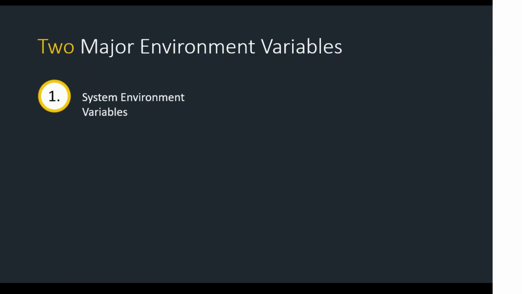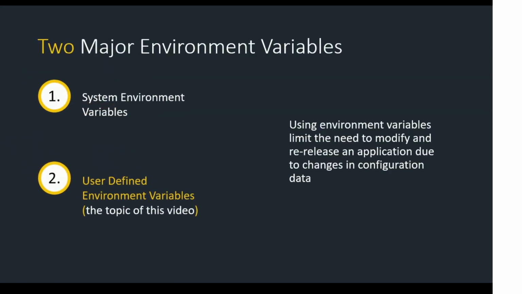There are two major environment variables: system environment variables and user-defined environment variables. The system environment variables work for anyone who's actually on the system. So for example, if you have a computer like I do at my home and we have multiple users on the computer, everything else works the same.